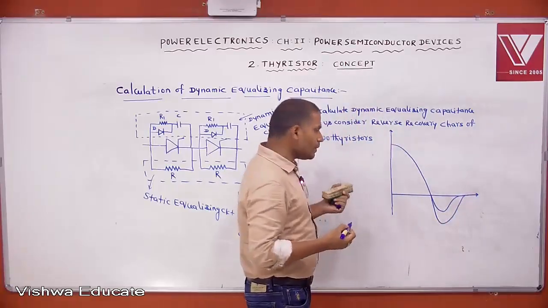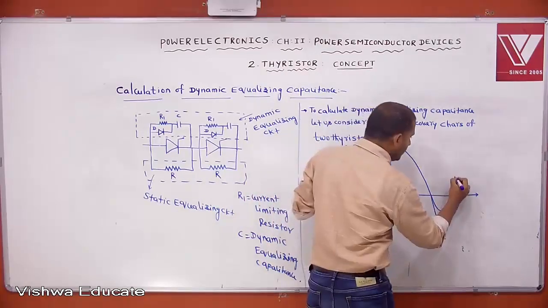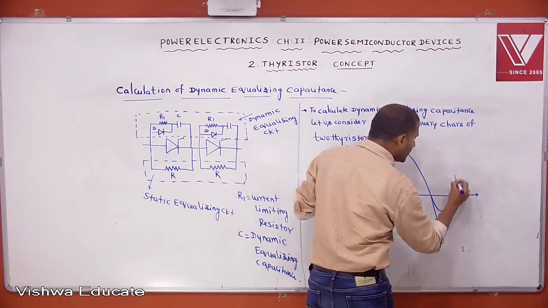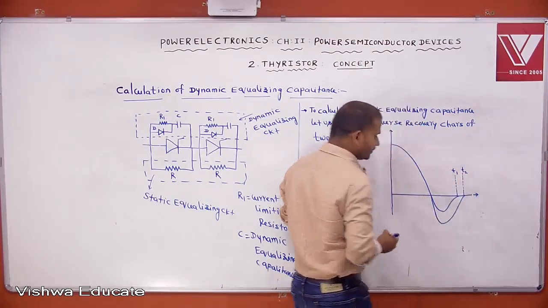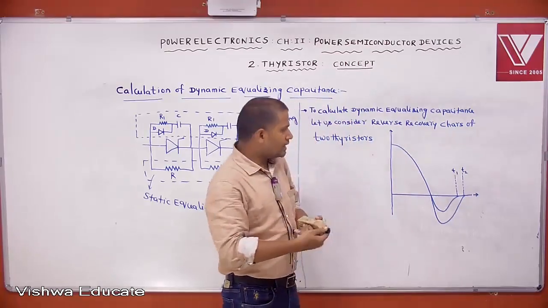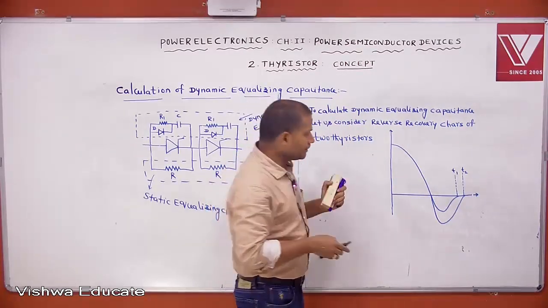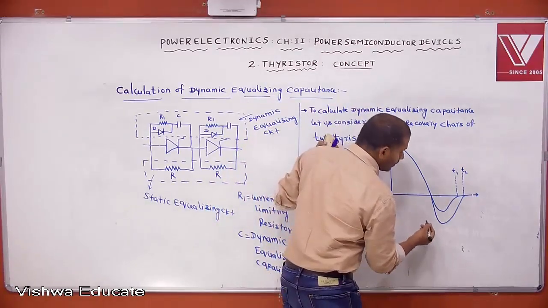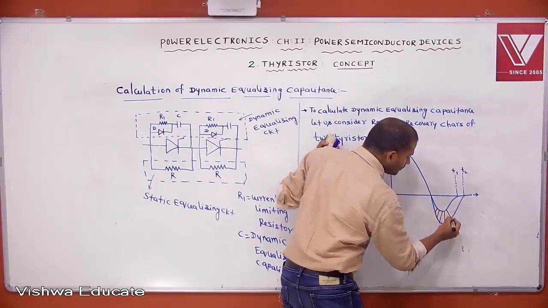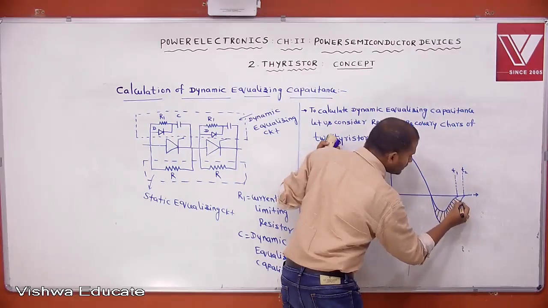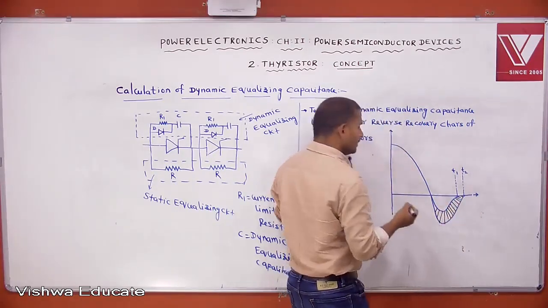Let the time taken for one thyristor be T1, and the time taken for another thyristor be T2 during turn off. This is for the T1 and T2 thyristors. Then this is the charge difference between the thyristors.